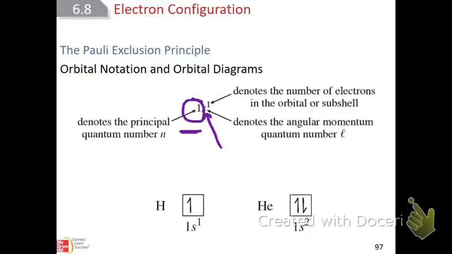And then how many electrons live in that particular type of orbital. So here is the electron configuration for hydrogen. Helium also has its electrons in the first energy level, also in that s orbital, but it has 2 electrons that reside there. And notice one of them has an up arrow and one has a down arrow. That's representing that they have opposite spins.